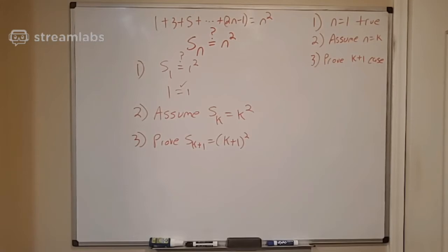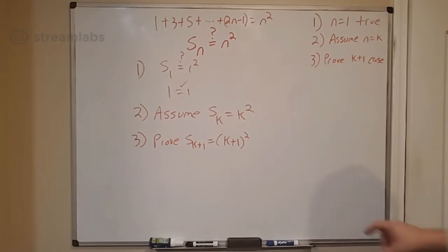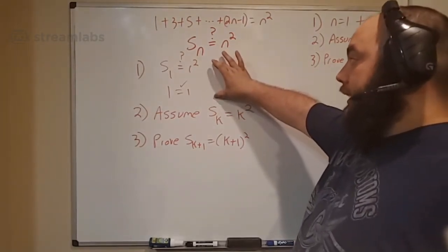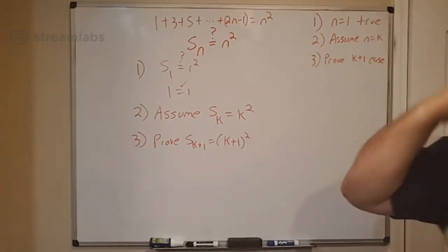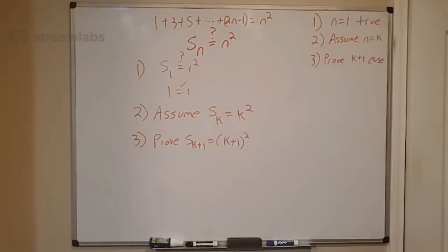So what the whole mathematical induction is: step 1, you're proving it true for the first case. 2 and 3 combine together to prove it for the next case. Well, if 1 is true and the next case is true, then 2 is true. Well, if 2 is true and the next case is true, then 3. 3 and then 4, 4 and then 5, 5 and then 6, and so on and so forth forever and ever. That's how mathematical induction works.